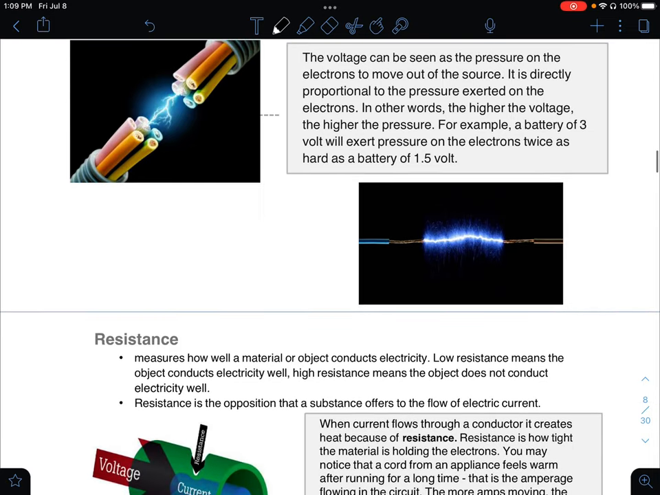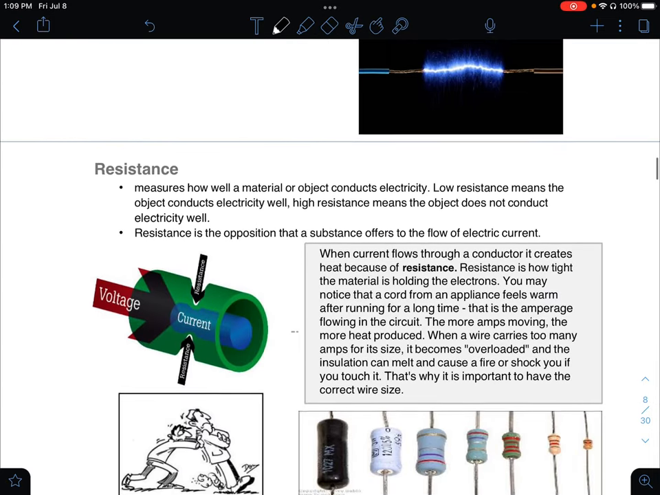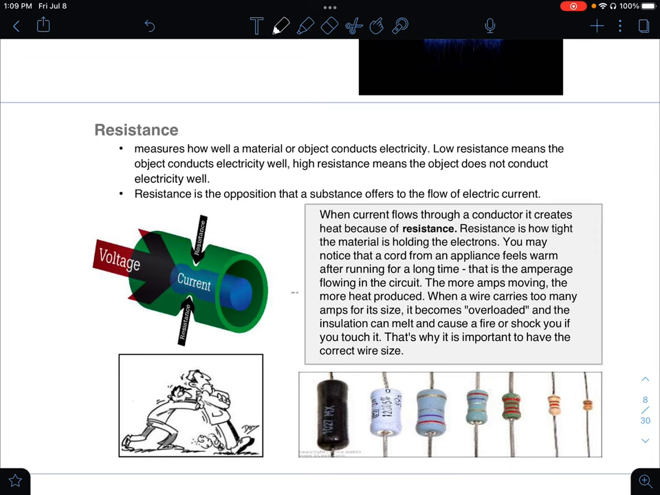Okay? So that is one of the terminologies. Another one is the resistance. Very common is the resistance. So here in this picture, we can see resistors, which are electrical components. Now, resistance measures how well a material or object conducts electricity. So low resistance means the object conducts electricity well. High resistance means the object does not conduct electricity well.